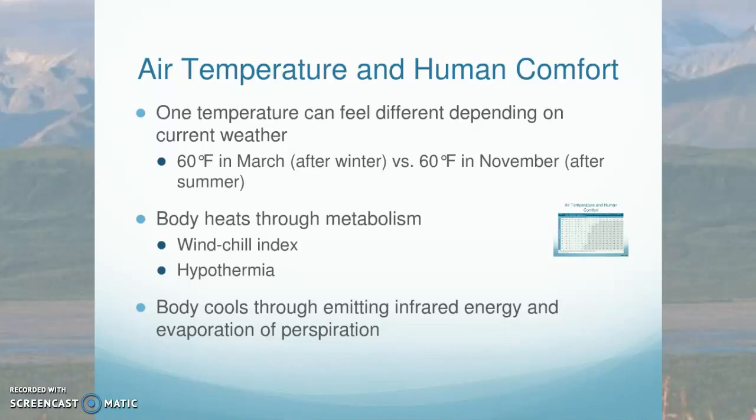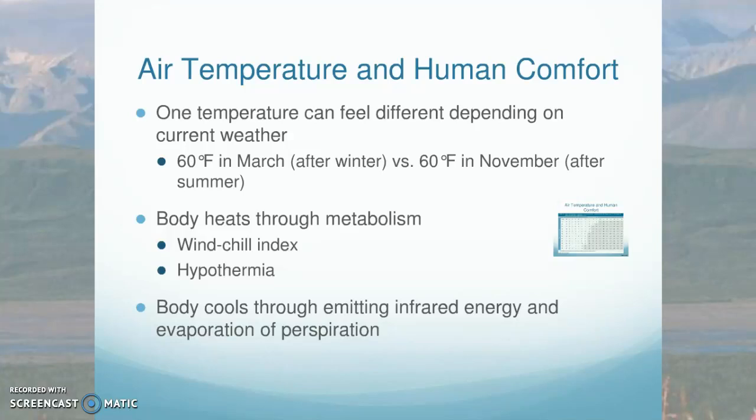Why? The reason is what we call the metabolism. In winter months, your body or your metabolism is used to colder temperatures, so a temperature of 60 feels warm. Whereas in November, your body is used to summer months being warmer, so your metabolism is used to that. So 60 is a drop in that temperature. It feels colder, even though it's the same temperature.